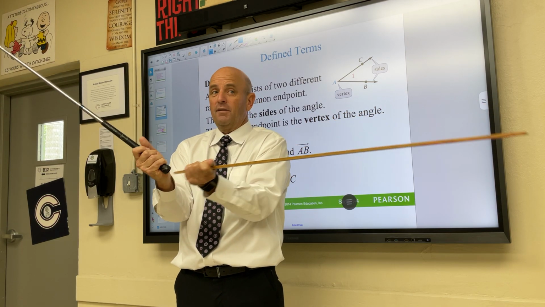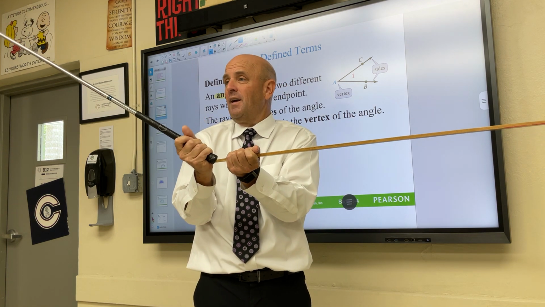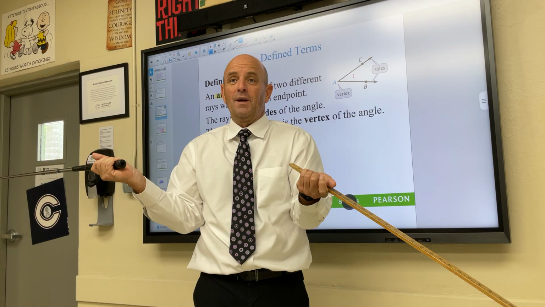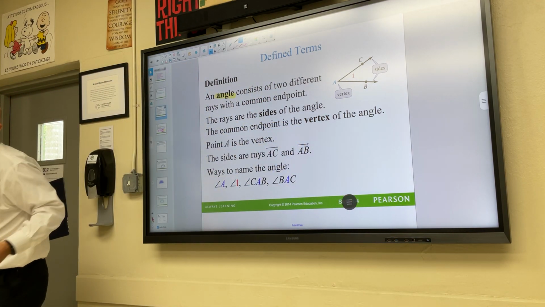So I covered two things. An angle is made up of two rays with a common endpoint called the vertex, and we just classified the four types of angles. That's a two for us, a little BOGO right there.